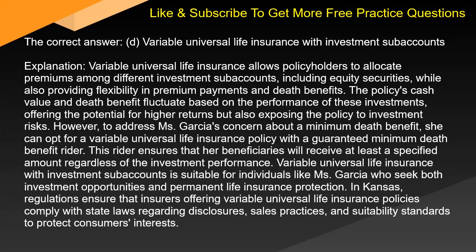However, to address Ms. Garcia's concern about a minimum death benefit, she can opt for a variable universal life insurance policy with a guaranteed minimum death benefit rider. This rider ensures that her beneficiaries will receive at least a specified amount regardless of the investment performance. Variable universal life insurance with investment subaccounts is suitable for individuals like Ms. Garcia who seek both investment opportunities and permanent life insurance protection. In Kansas, regulations ensure that insurers offering variable universal life insurance policies comply with state laws regarding disclosures, sales practices, and suitability standards to protect consumers' interests.